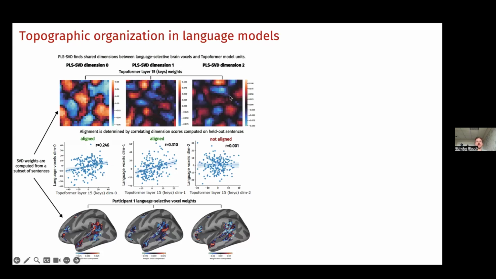In contrast, this third component, which looks topographically organized, seems to not be mapping some meaningful property that's shared across the model and the brain. This is an example of a component which is not aligned. We do not see a correlation in the held out data.